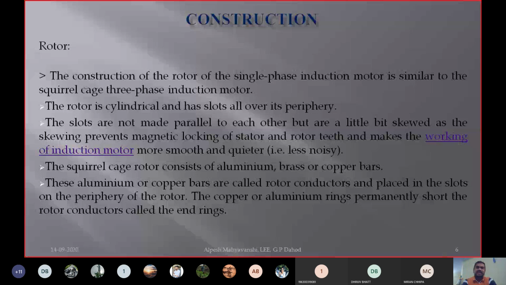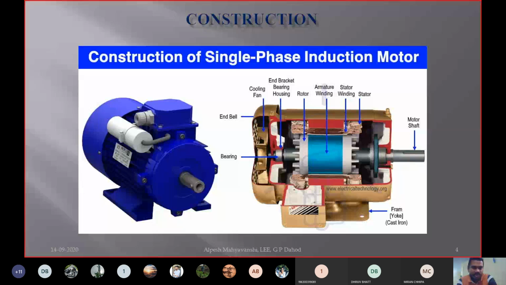The squirrel cage rotor consists of aluminum, brass or copper bars. On the outer periphery of the rotor, slots are made. In these slots copper bars are placed, and these copper bars are short circuited on both sides by the copper ring. Here is the copper ring. So it is a squirrel cage type construction.